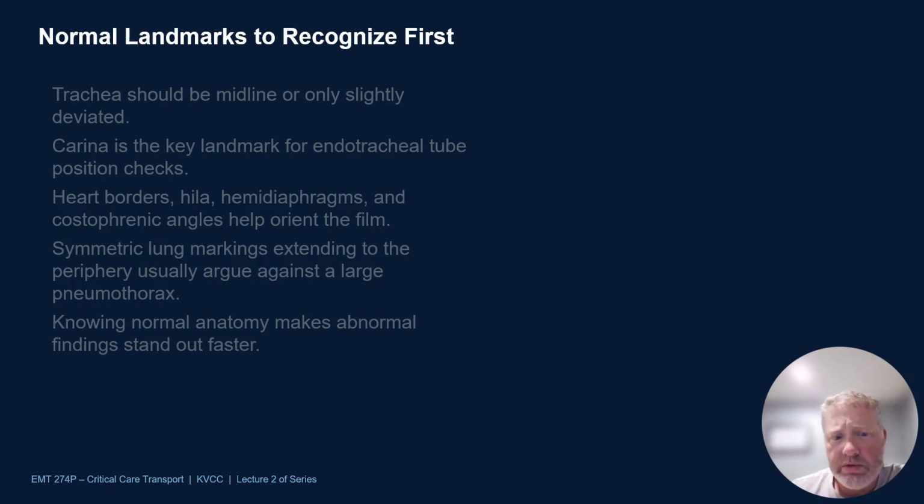Heart borders, the hemidiaphragms, the costophrenic angles, those help to orient the film. Symmetric lung markings extending to the periphery usually argue against a large pneumothorax. That's just a little tidbit. And knowing the normal anatomy makes it easier to spot things that are abnormal.